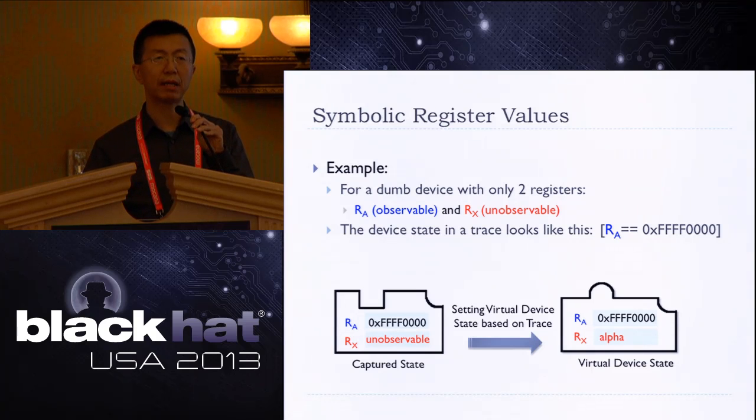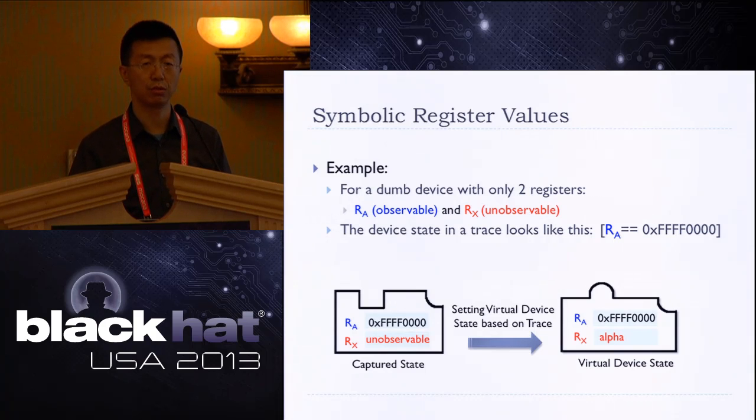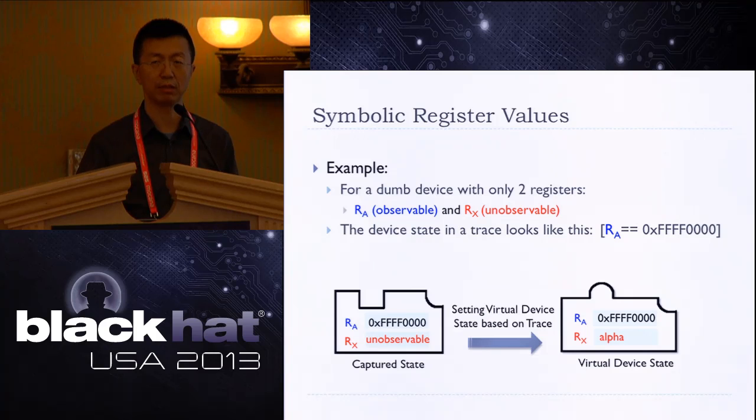Now, if we want to replicate this situation in a virtual device, all we do is assign the concrete value directly. But for the one unknown, what we're going to do is assign a symbol. It's kind of like putting a variable there. Now, how are you going to compare if that's the case?